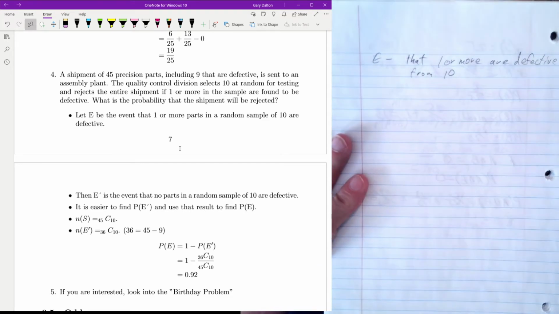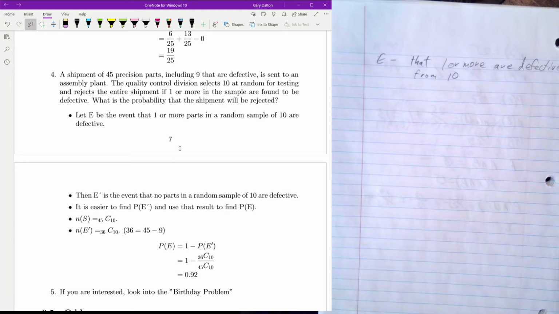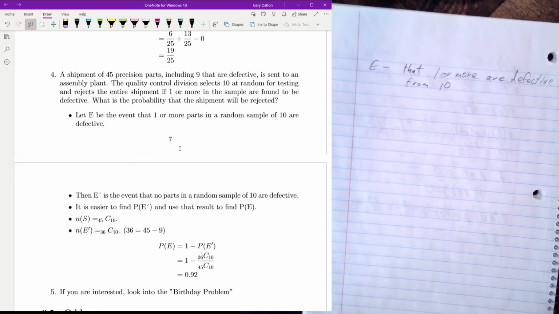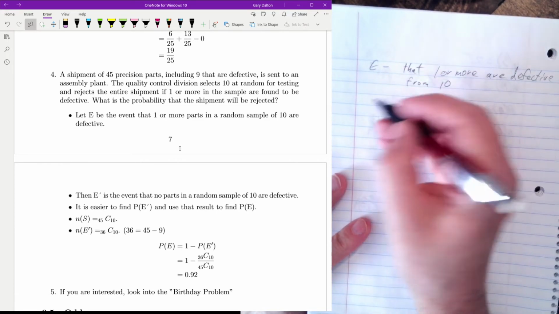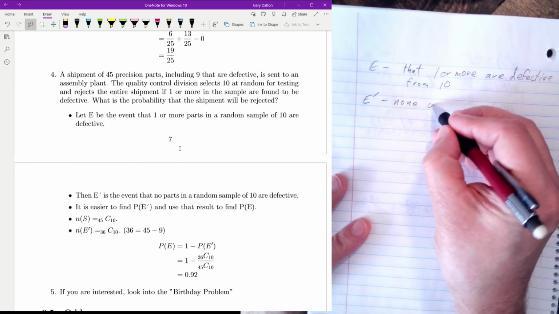When we say 1 or more, there's a couple ways we can look at it. If we're checking 10, you can have 1 that's defective, 2 that are defective, 3 that are defective, 4 that are defective. So usually we don't calculate it that way. We're not going to do that addition. It's usually easier to ask, what is the event that none are defective? The complement of that is that 1 or more are defective. So in this case, instead of calculating E, we're going to find not E. None are defective.